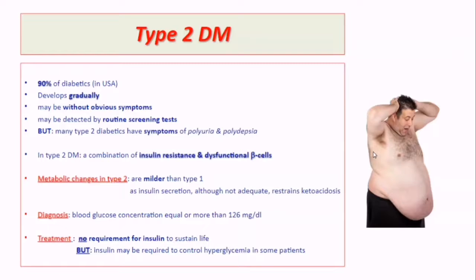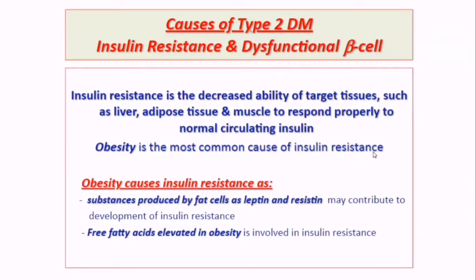Many of the patients are overweight or obese, and insulin resistance is the decreased ability of the target tissues such as liver, adipose tissue and muscle to respond properly to the normal circulating insulin. Obesity is the most common cause of insulin resistance, as substances produced by fat cells such as leptin and resistin may contribute to the development of insulin resistance. And free fatty acids, elevated in obesity, are involved in insulin resistance.